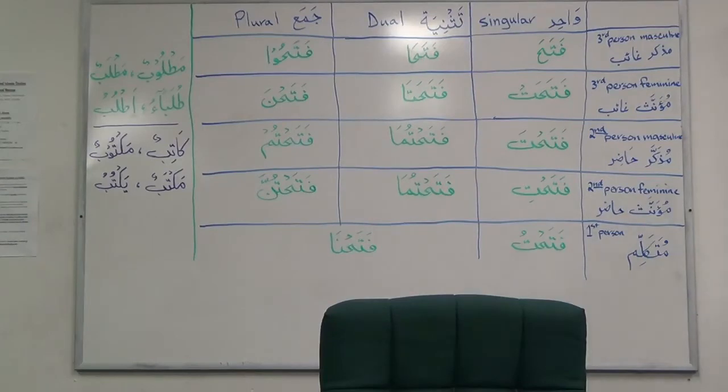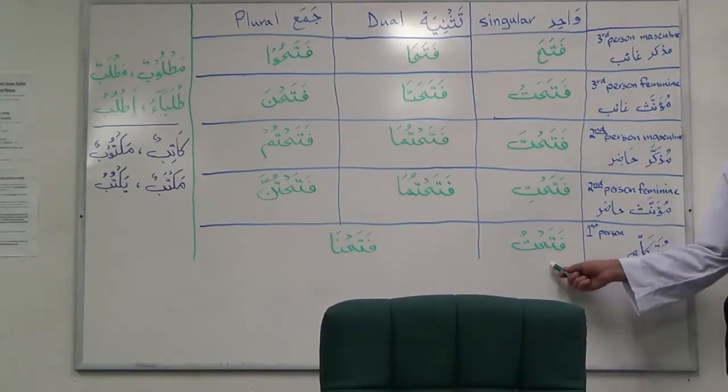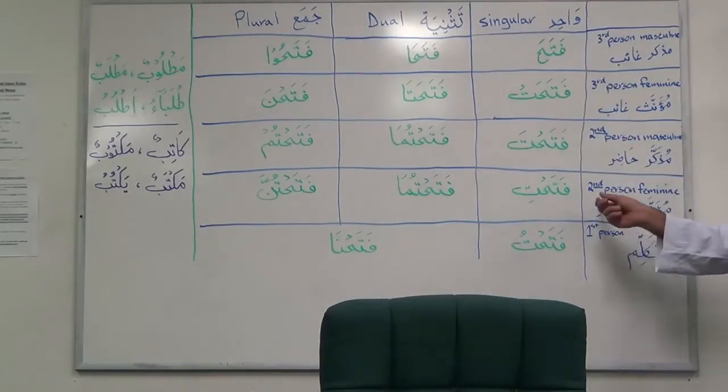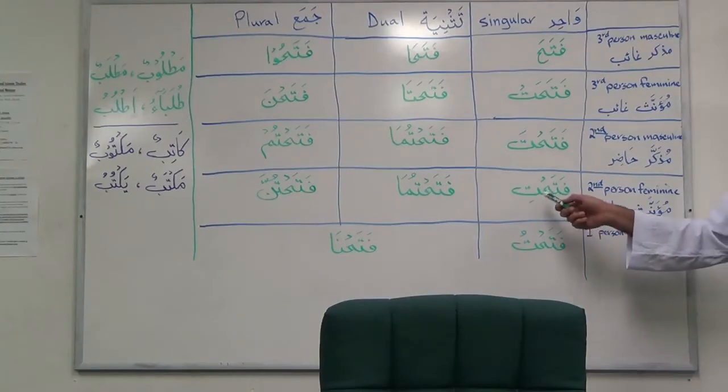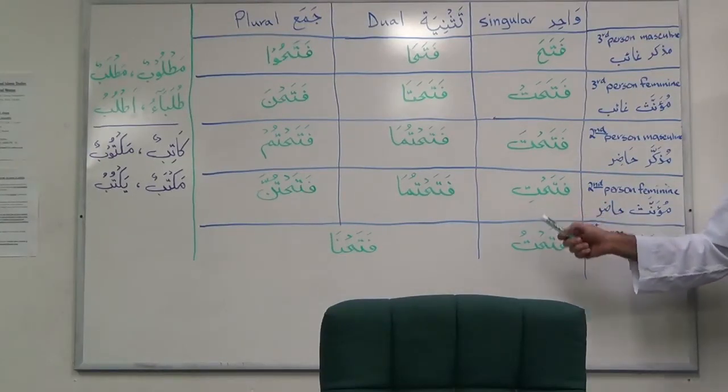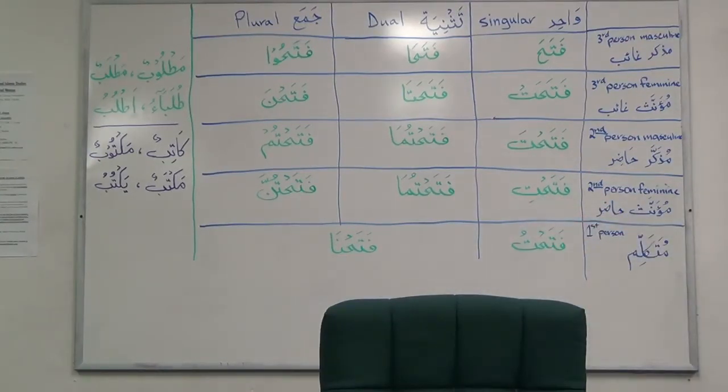Alright, you, one lady, open the door. Fatahtu is I open the door. I'm saying you, first of all, it's second person, and then it's the lady. You, one lady, open the door. What is it? Fatahti. Alright. All of you ladies open the door.